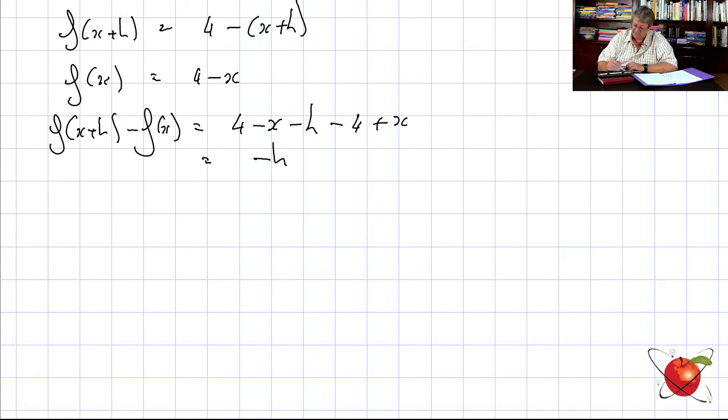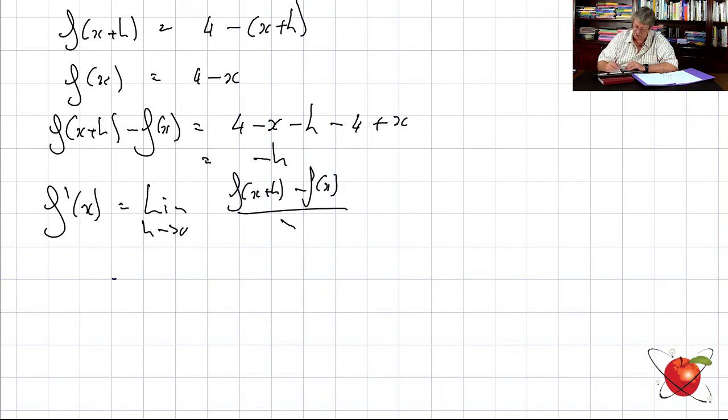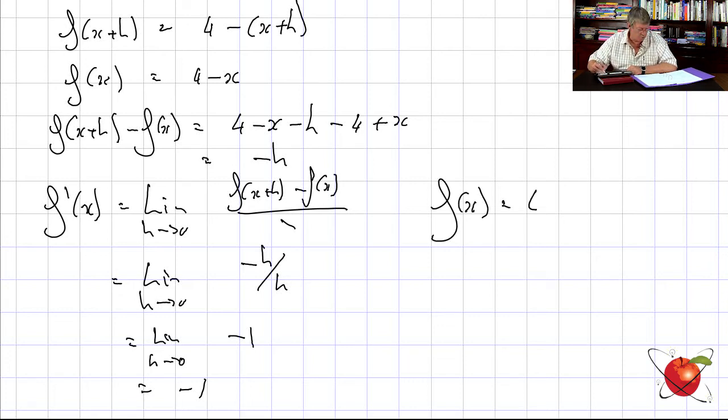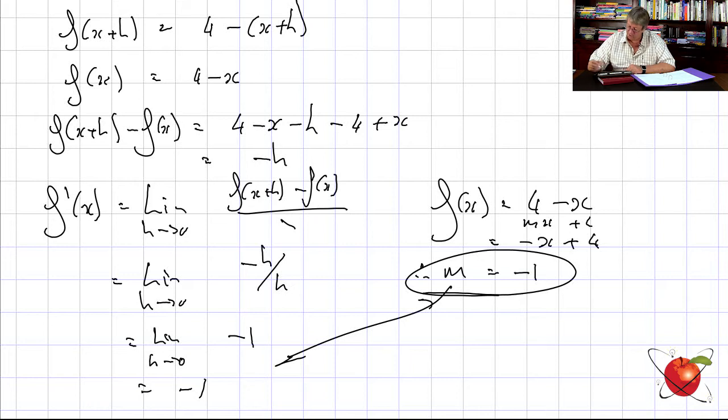What's my next step? The next step is I say f prime of x must be equal to the limit as h tends to 0 of f of x plus h minus f of x, all over h. This is the limit as h tends to 0 of minus h over h, which is equal to the limit as h tends to 0 of minus 1, which is minus 1. All right. But now let's just have a look. What is f of x? Hang on. F of x was equal to 4 minus x, which is minus x plus 4. Because this is mx plus c, therefore m is equal to minus 1, is it not? And there, you've just proved it. It's minus 1. It's the same slope.